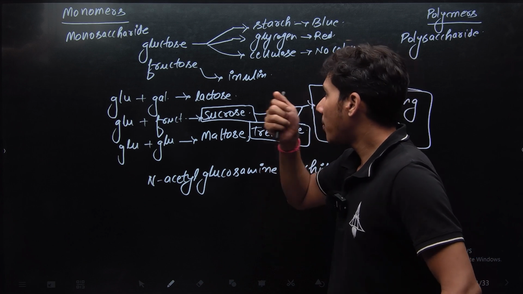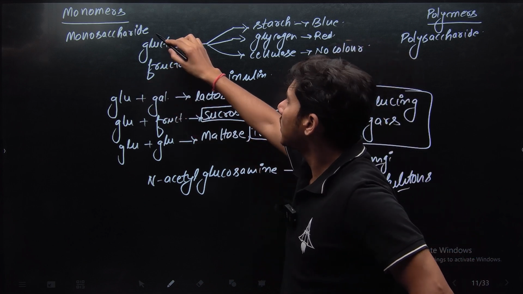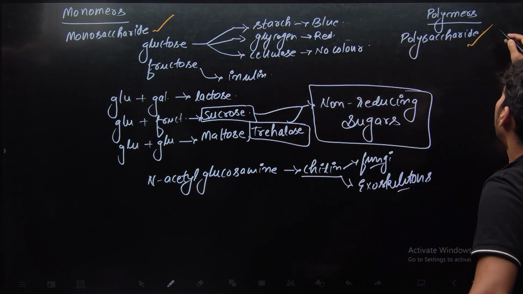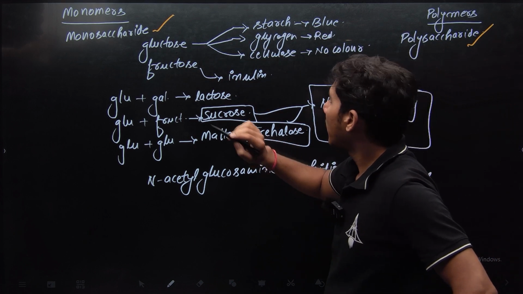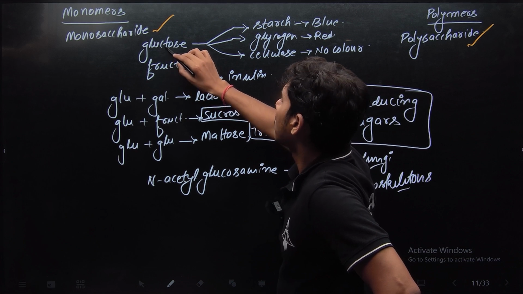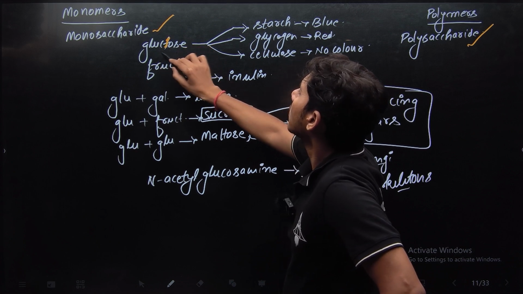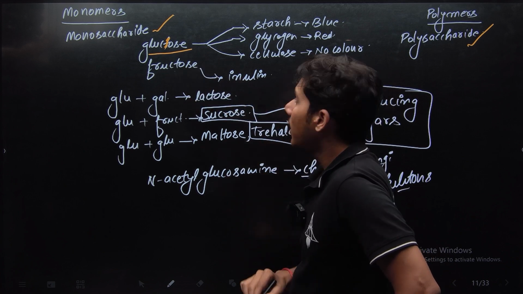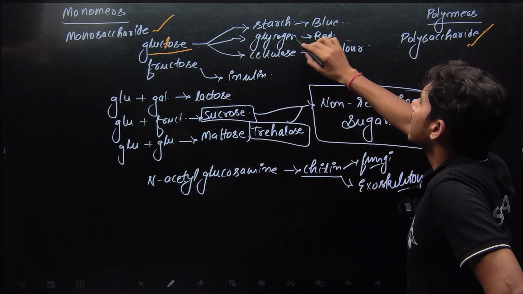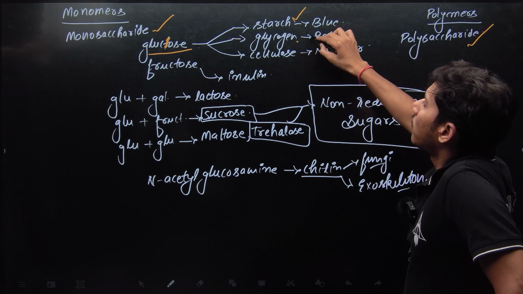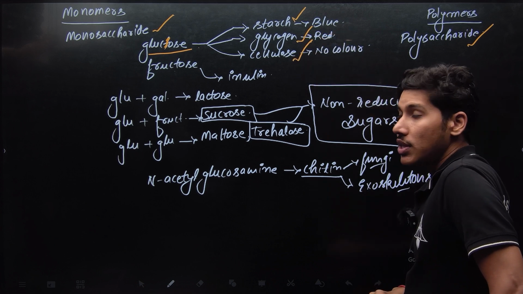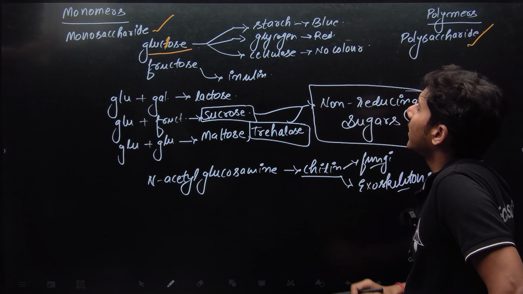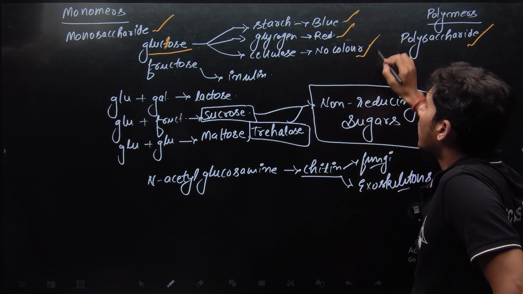Like if I tell you about sugars, their monomers are known as monosaccharides. They polymerize to form polysaccharides. Okay. Now, glucose is a monomer. Fructose is a monomer. Glucose polymerizes to form starch. It can also form glycogen. It can also form cellulose. Okay, the iodine test of starch, glycogen and cellulose gives blue, red and no color respectively.